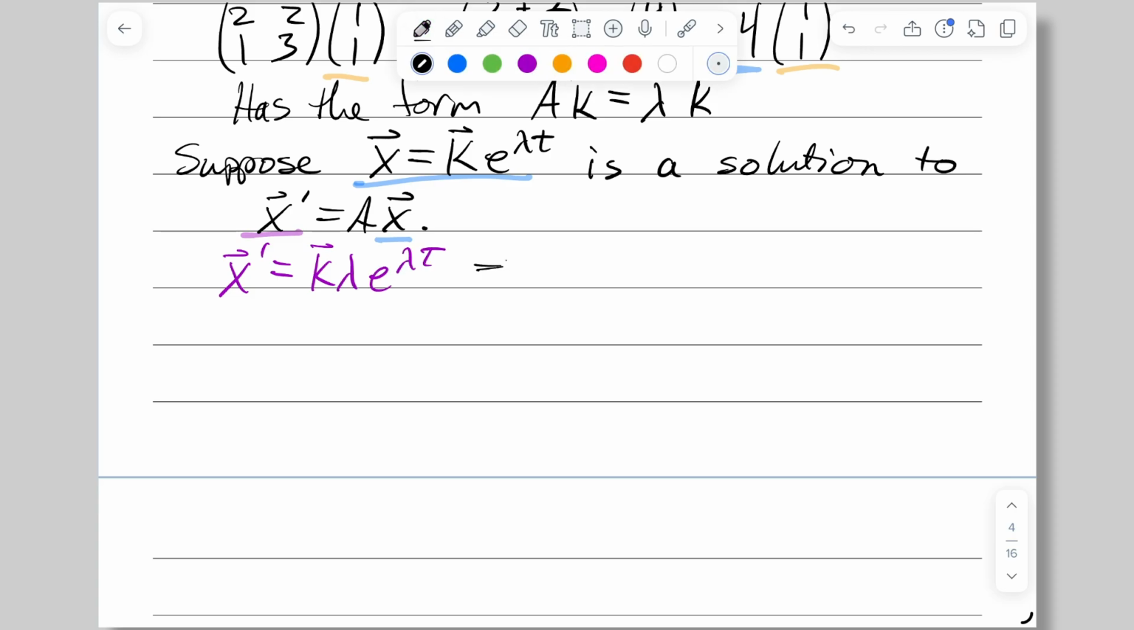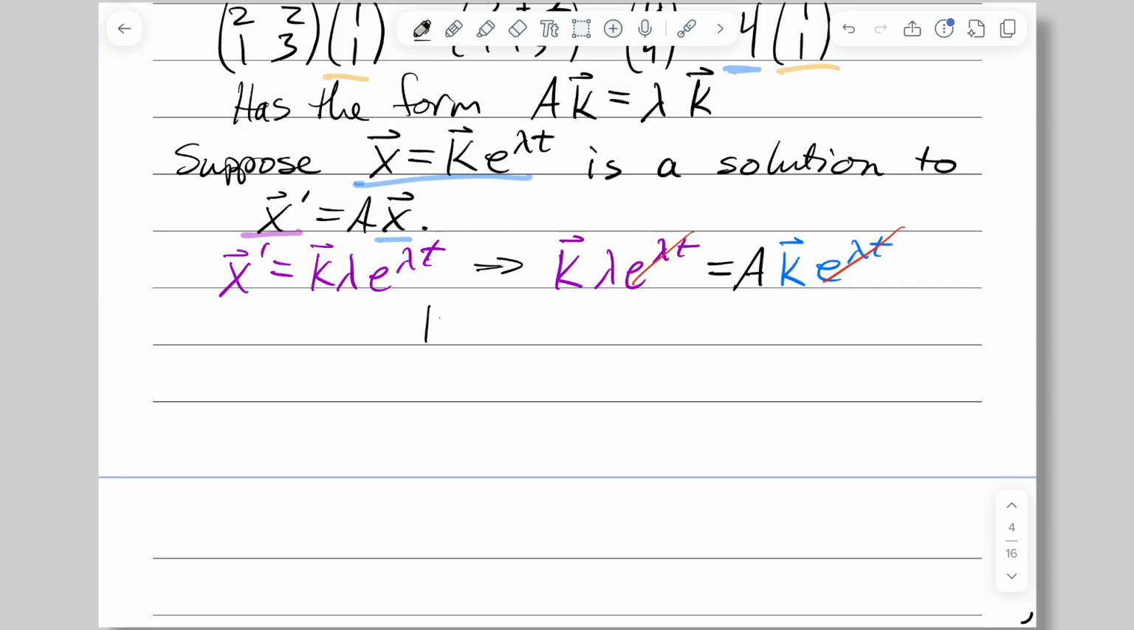And the equation that we have, x prime equals Ax, then becomes k lambda e to the lambda t is equal to A k e to the lambda t. Since e to the lambda t is never equal to 0, we can divide that out. We get that k lambda is equal to A k, that eigenvalue-eigenvector equation. And then by subtracting, we get that A times k minus k times lambda is equal to 0. And that's the 0 vector.